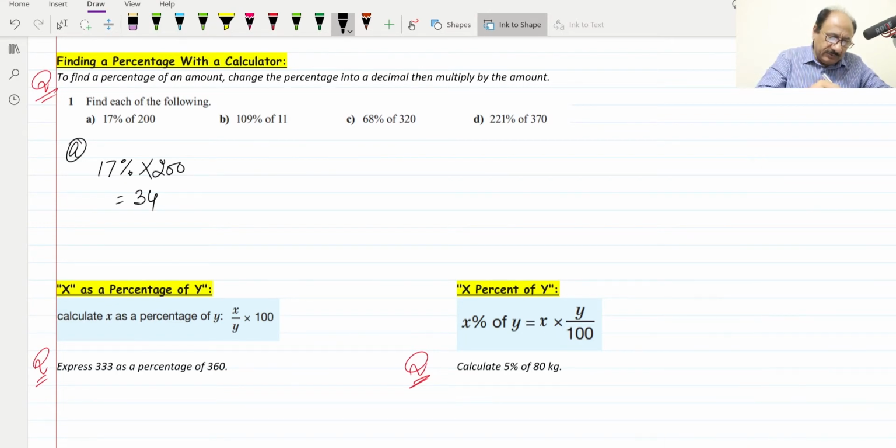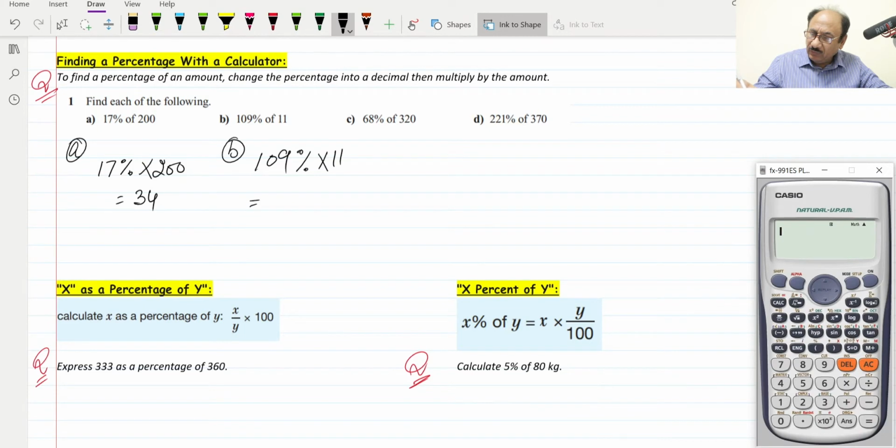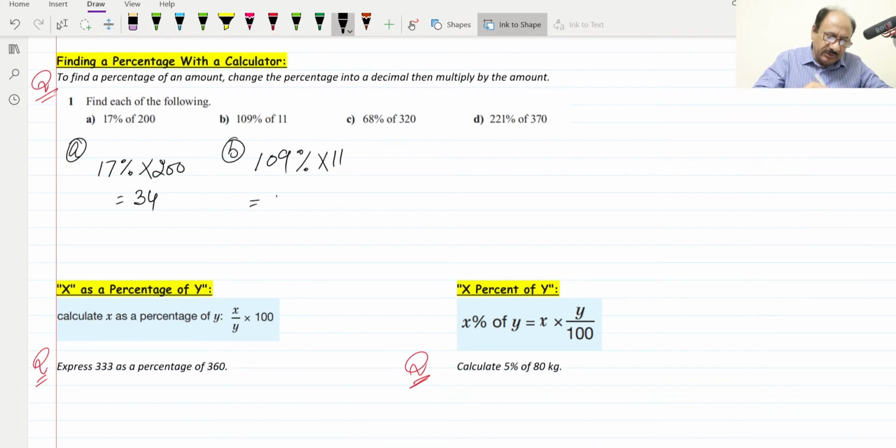Now part B. Similarly, for your practice I have written 2 or 3 questions. 109% of 11: we write 109, percentage symbol, multiplication, 11, and this will be equal to 11.99. So 11.99 will be the answer for this part.